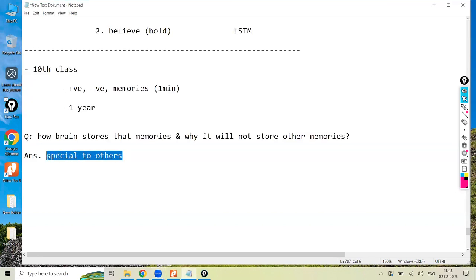The answer is very simple, guys. At the time of happiness or at the time of sadness, different hormones will be released in the body, along with the information. This hormone we call the activation function, as I've told you, and information is nothing but WiXi plus B. This is information.